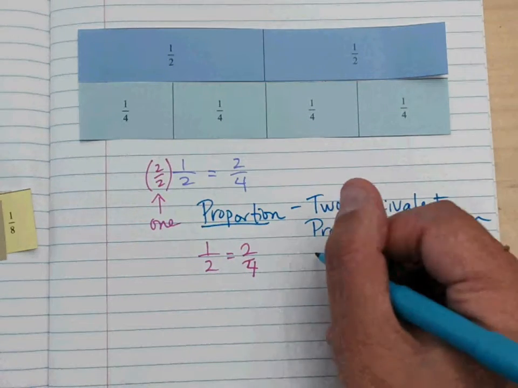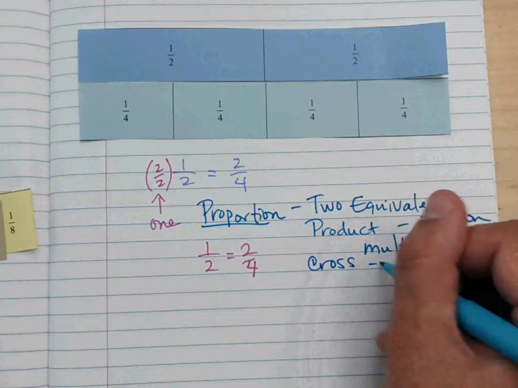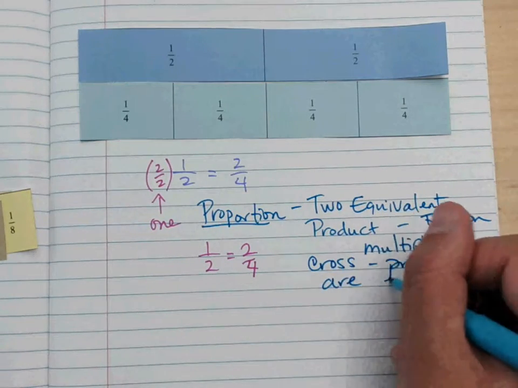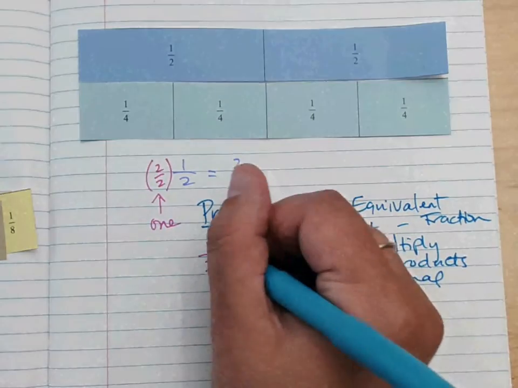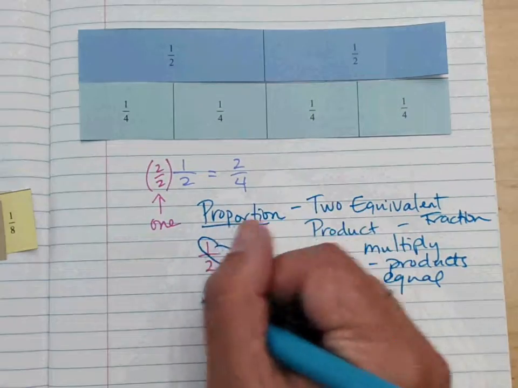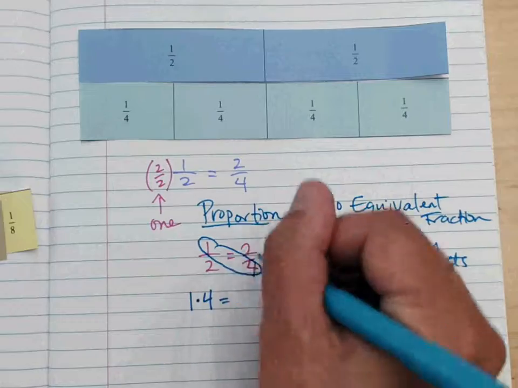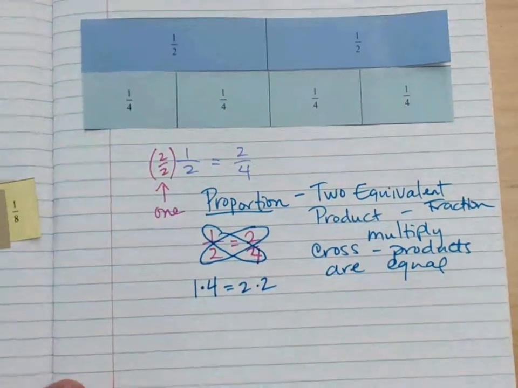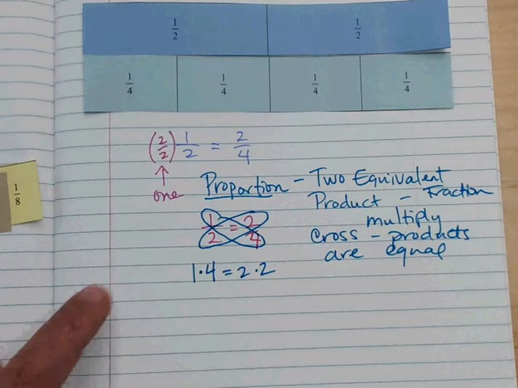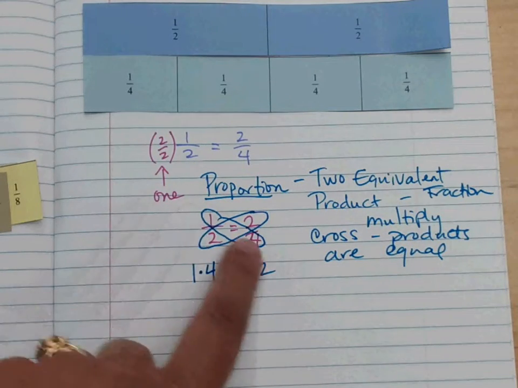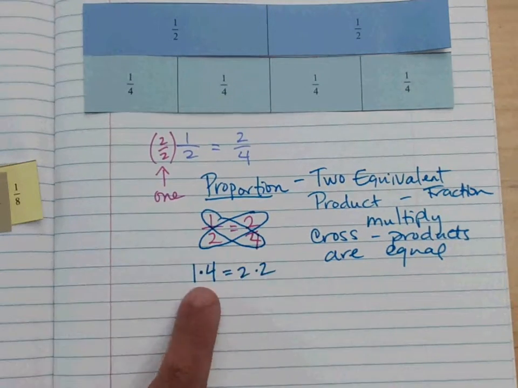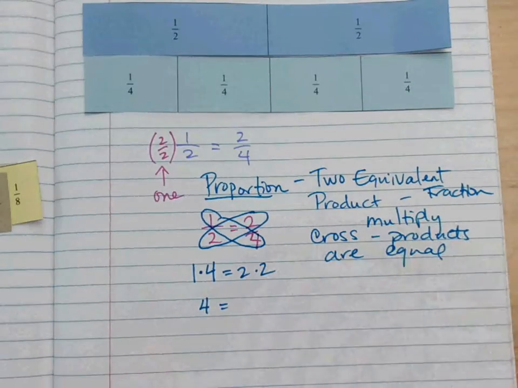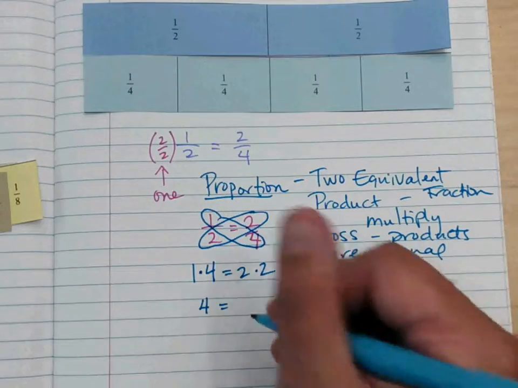Okay? Now the cross products are equal. So if I go 1 times 4, is that equal to 2 times 2? That's the cross products. Cross product means I multiply across. 1 times 4 is 4. 2 times 2 is also 4.